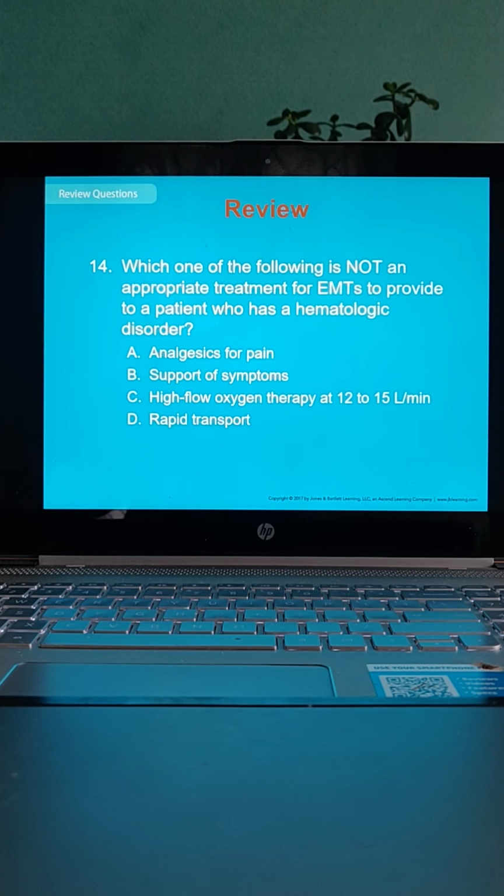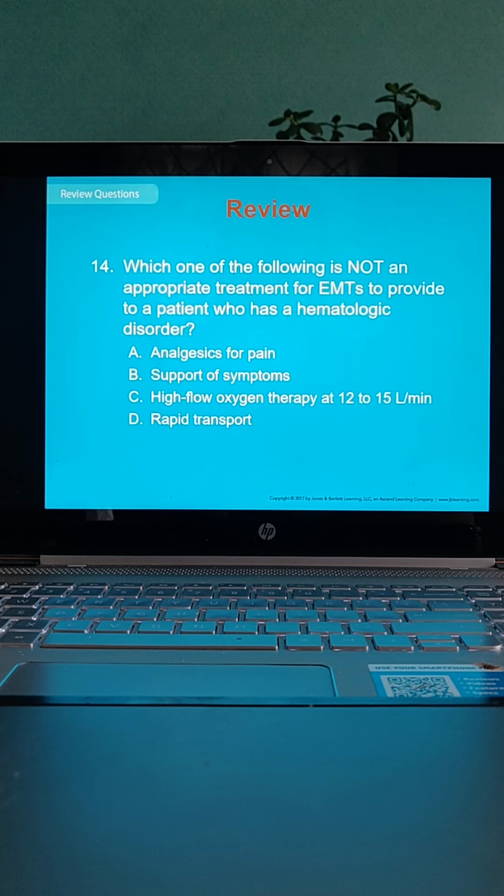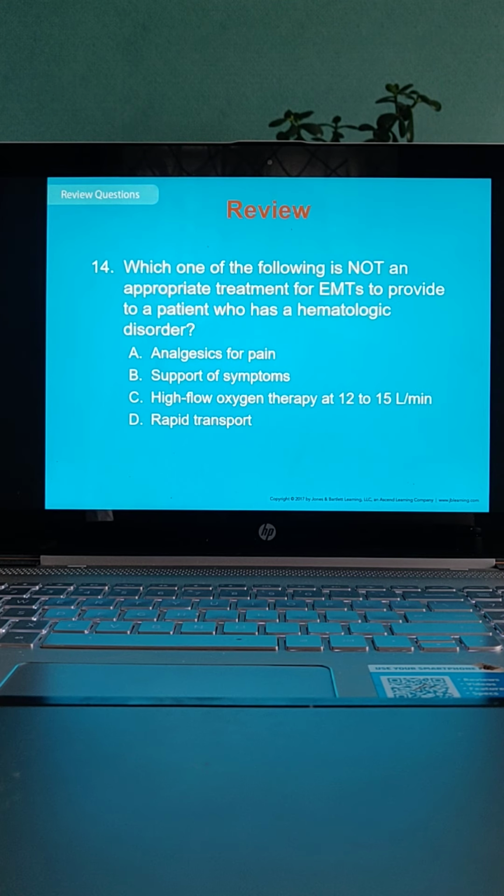Last but not least, question number 14. Which one of the following is not an appropriate treatment for EMTs to provide a patient who has a hematologic disorder? Would you give them analgesics for pain? Would you support the symptoms? Would you give high-flow O2 therapy, 12 to 15 liters per minute? It should be 10 to 15. Or would you give them rapid transport?